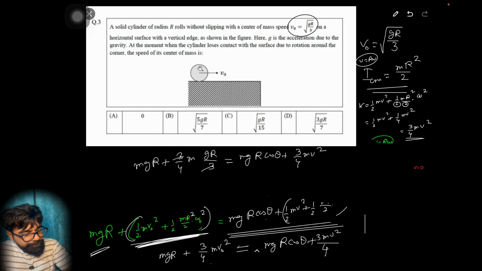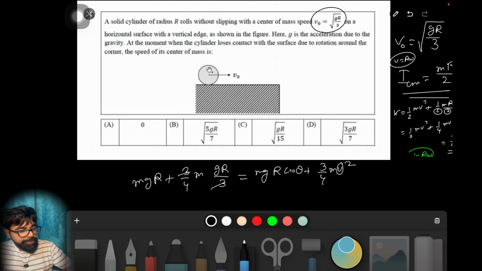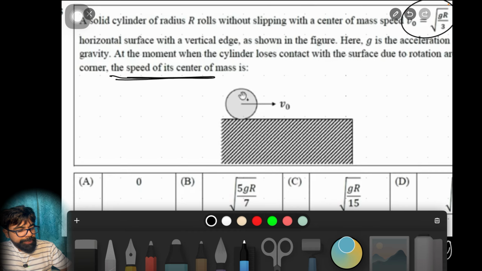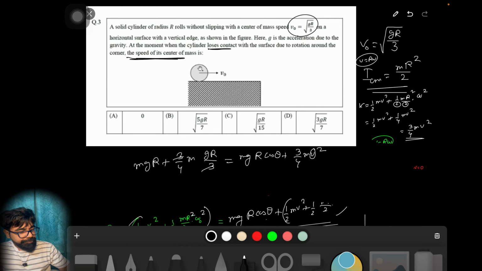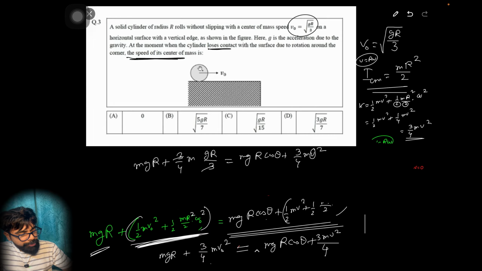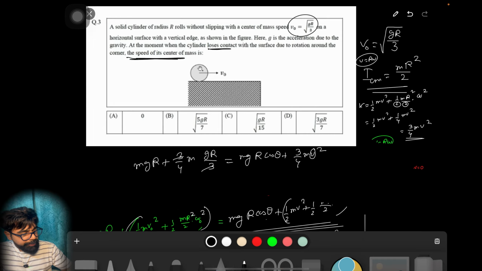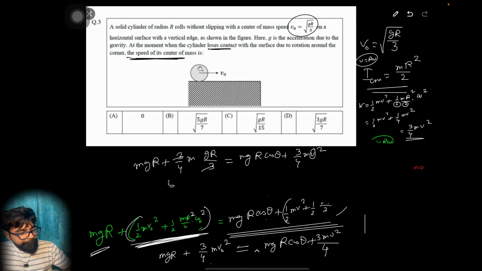The target is to calculate this speed, the speed of the center of mass. So this speed is my target, because that is what the question is asking, the speed of its center of mass when it is about to lose contact, right? So what I'm going to get, mgr by 4 plus mgr, gives me 5 mgr by 4 is equal to mgr cos theta plus 3 by 4 mv square.